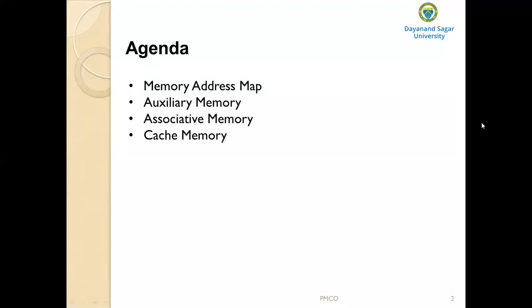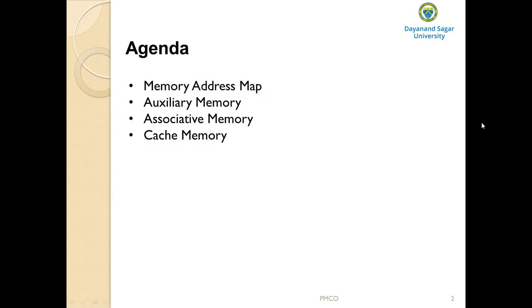So what do you mean by main memory? The main memory unit is the one that communicates directly with the CPU. And what is auxiliary memory? Devices that are used as backup storage are called the auxiliary memory.